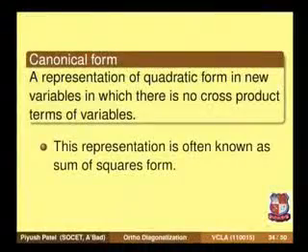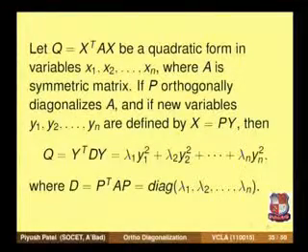So what do we call the canonical form? A representation of a quadratic form in new variables in which there is no cross product term of variables. Such a representation is called canonical form, or often it is called sum of squares form. So how do we do that?